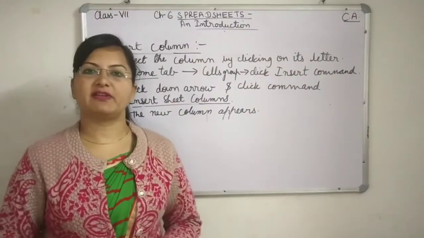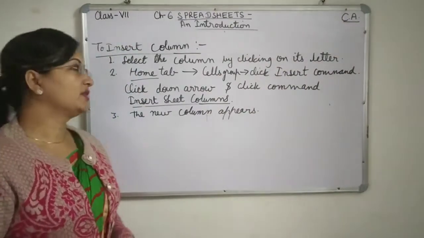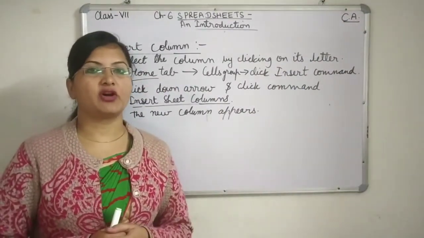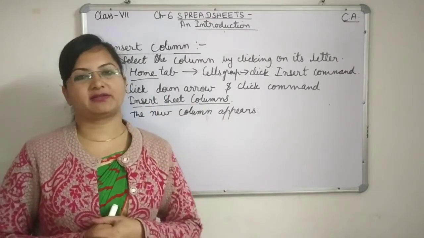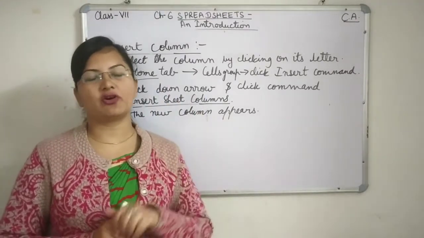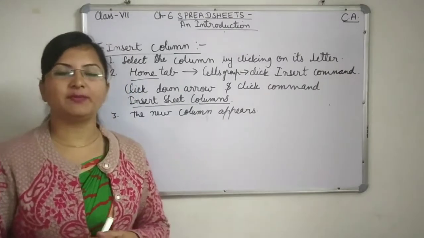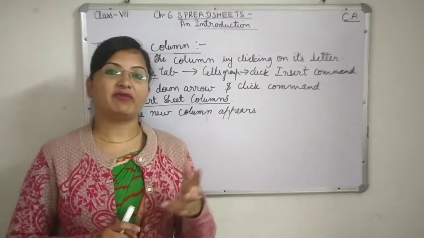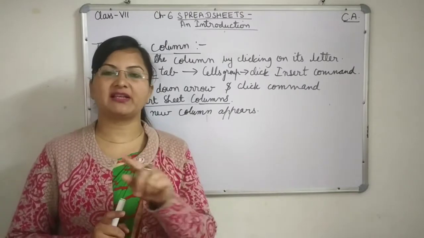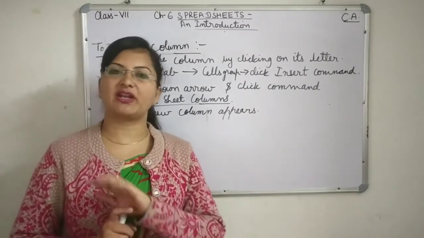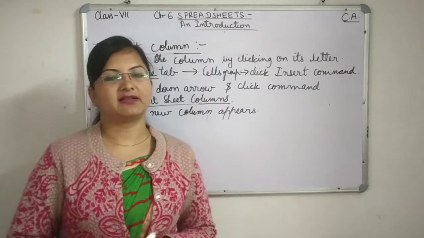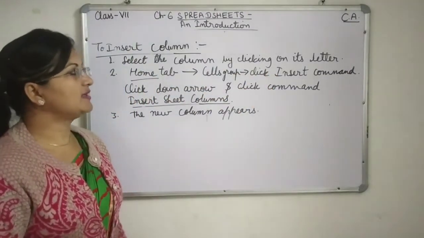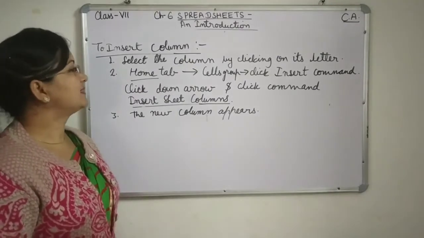So now children, we will learn to insert a column. For that you have to select the column. Now how to select the column? You have to click on the column letter. Got it? When you click on the column letter where you want the new column, then the whole column will be selected. The same way for rows also you can do. You can click on the row number so that the whole row will be selected. So for a column you have to select the column letter so that the whole column will be selected.